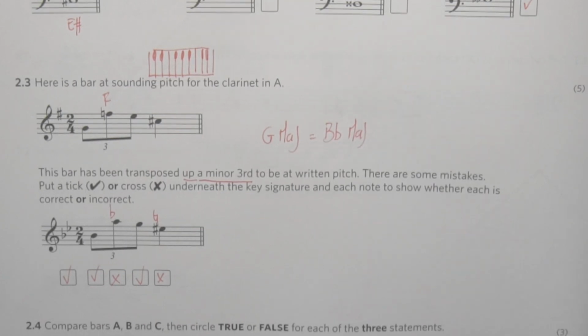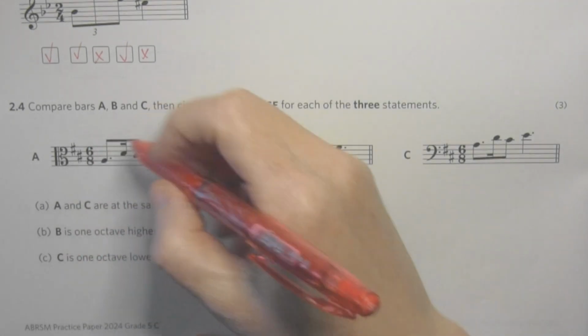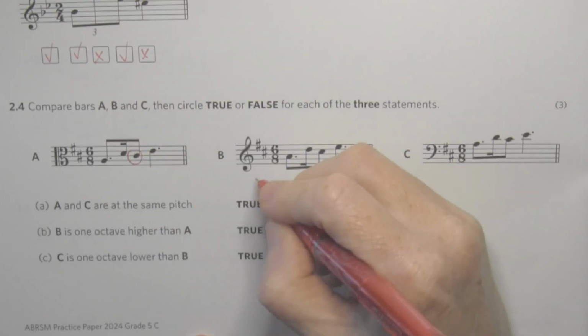Let me know. Last question of the section. In this question, we need to compare the 3 bars and circle true or false for each statement. To answer this, you need to remember this mnemonic: if the pitch you want to know is middle C, are you above or below? So, middle C in the alto clef is here. Middle C in bass clef is here.